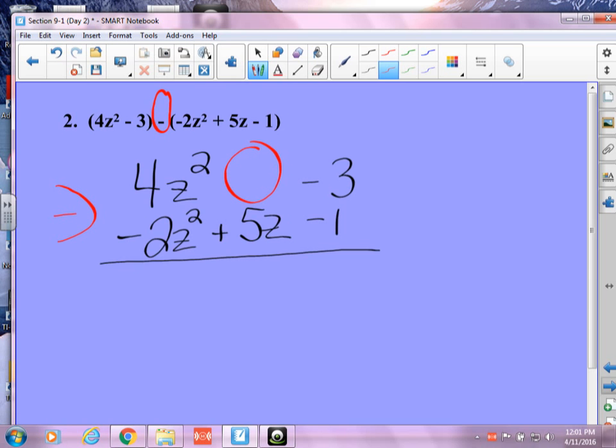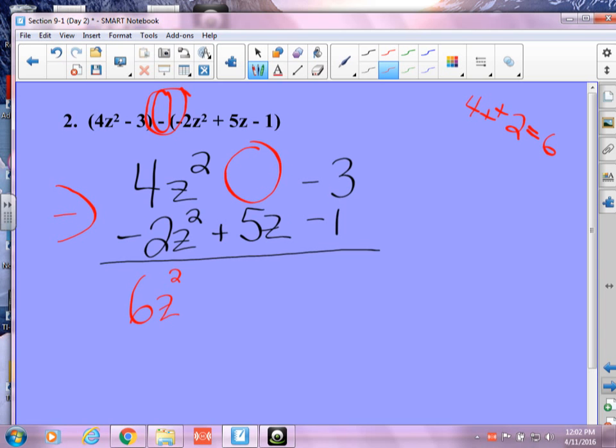Okay, so I've got 4z squared minus negative 2z squared gives me 6z squared. If you don't get that, you can go 4 minus a negative 2, and yes, that's a chop, and you can do it. You can't chop at the beginning here, though, because this negative affects all the rest of it.